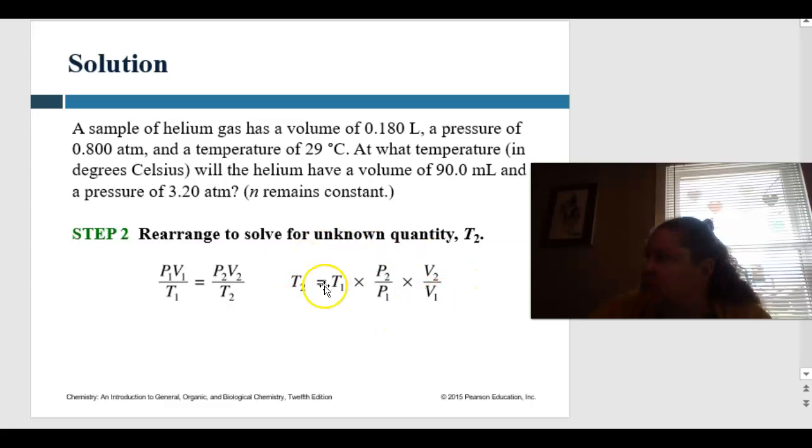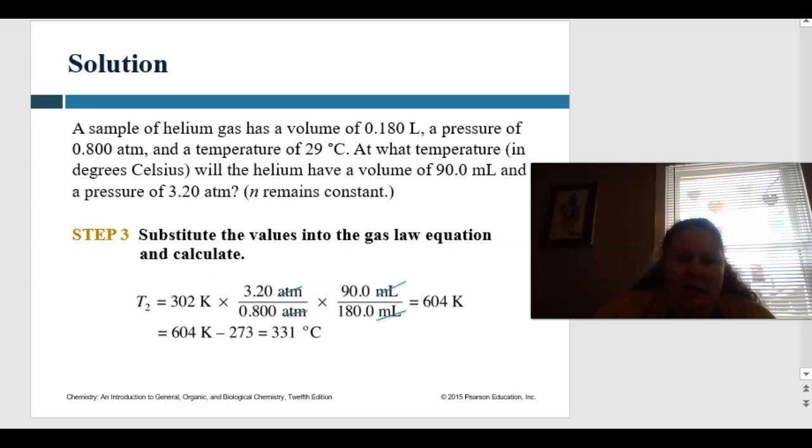That gives us this equation: T2 equals T1 times P2 over P1 times V2 over V1. Okay, and what does that give us? That gives us 604 kelvins minus 273 equals 331 degrees Celsius.